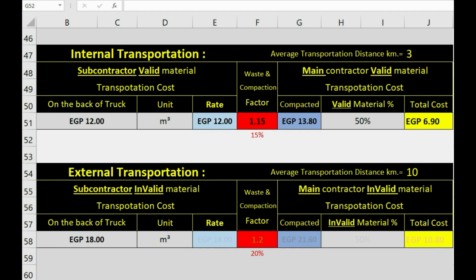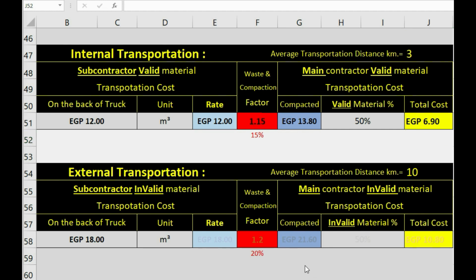Do not forget that we don't know the percentage of valid to invalid materials, as previously said. We will consider it as 50%. It means that 13.8 multiply 50%, the cost of internal transportation to the backfilling area will be 6.9. Let's check. 13.8 multiply 50%. This is the final cost of internal transport for 3 kilometers to the backfilling area.